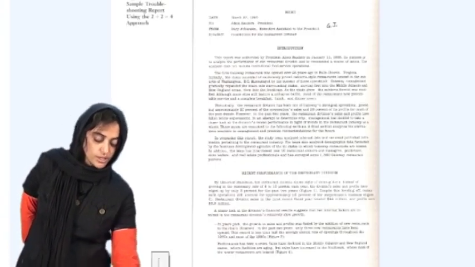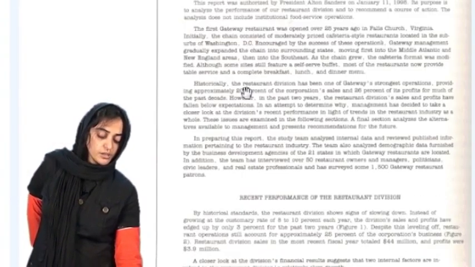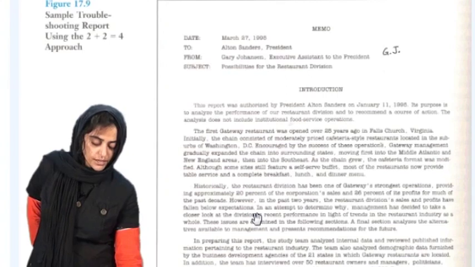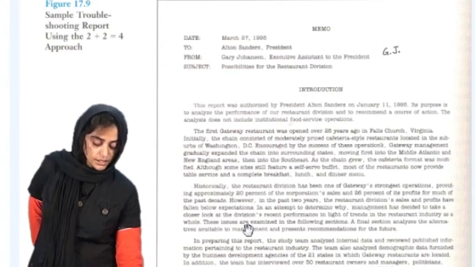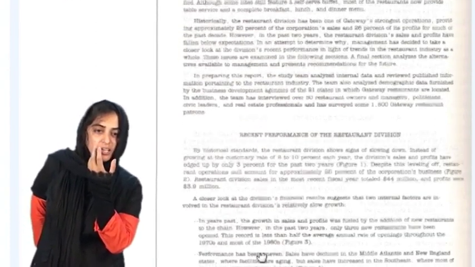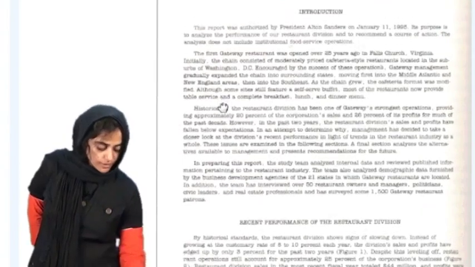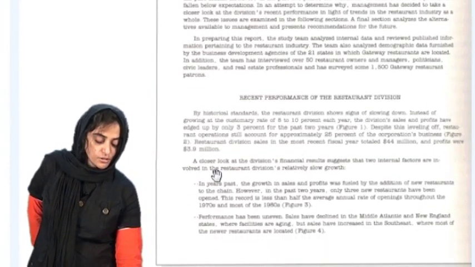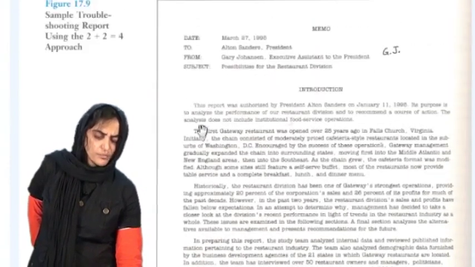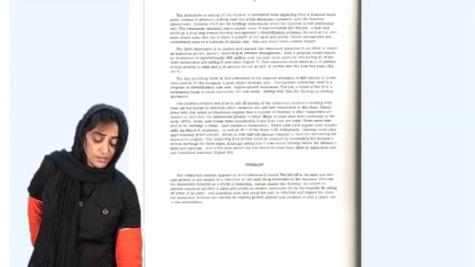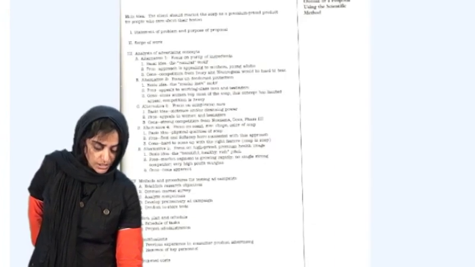Mr. Johansson started with the introduction. In this introduction, he simply talked about the background of the problem. Then he talked about the problem that was faced, and then he talked about the reason why this report is required. After that, the history. After that, he simply shared with you what kind of methodology he has adopted for writing this report. Then he moved on to the next, recent performance of the restaurant division. Here he came up with the first reason in detail that he thinks is the reason of decline of the restaurant business.